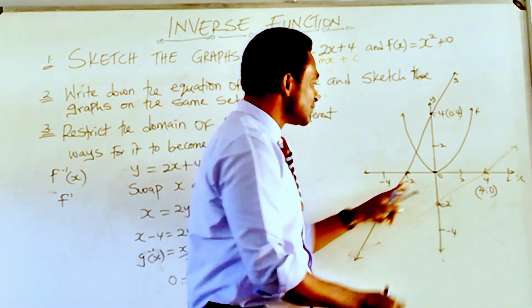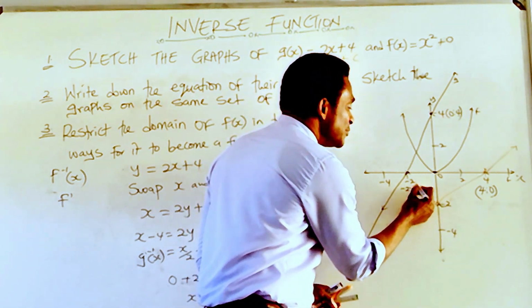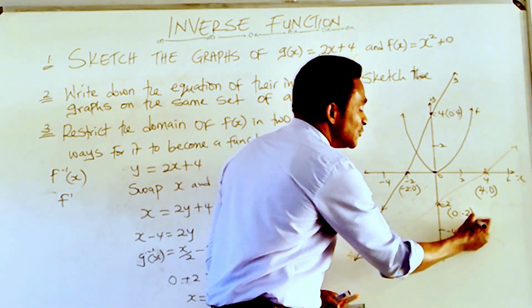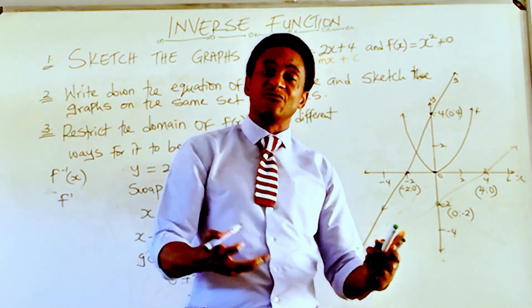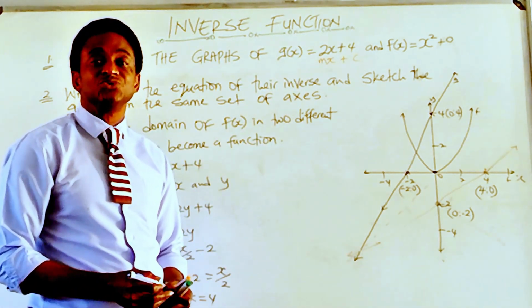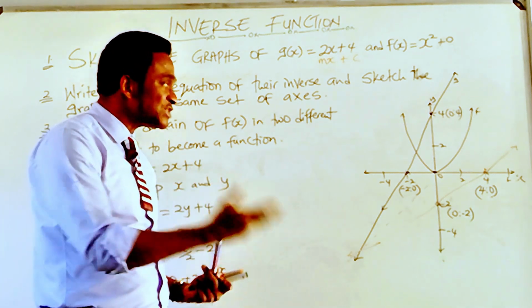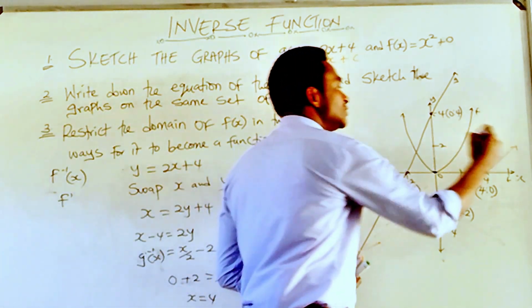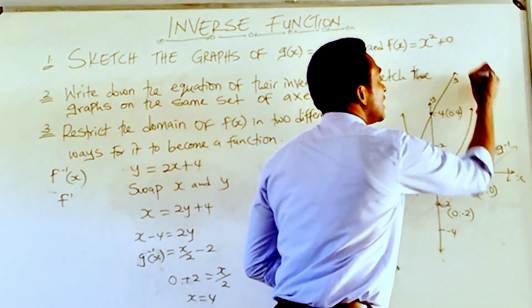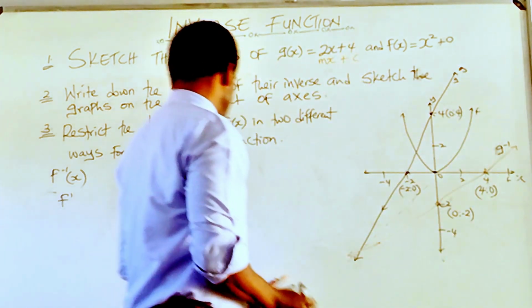Look at this. (-2, 0) from the original. From this one, it becomes (0, -2). So you can just take every coordinate on the graph, swap x and y, and it gives you the actual value that you want to sketch the inverse function. So this is the inverse of g, whereas this is our g.